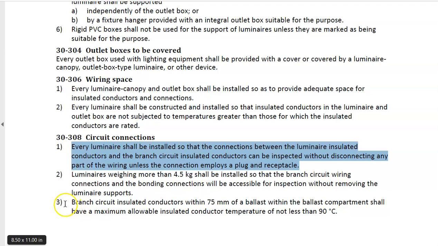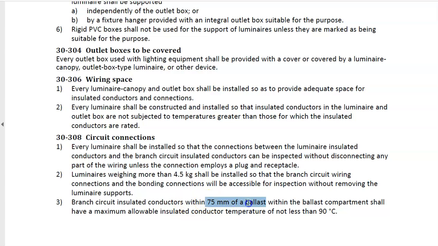There's also this one here, 33-308, which talks about branch circuit insulated conductors within 75 millimeters of a ballast, within the ballast compartment, shall have a maximum allowable insulated conductor temperature of not less than 90 degrees Celsius. So anytime that we take a conductor in there, if it's within 75 millimeters, that's going to be 3 inches, it has to be not less than 90-degree rated wire.